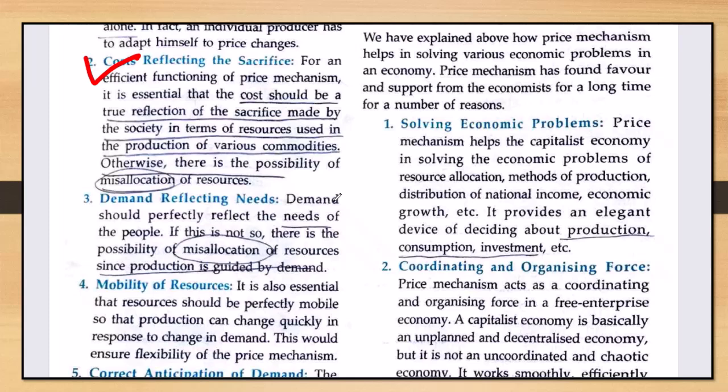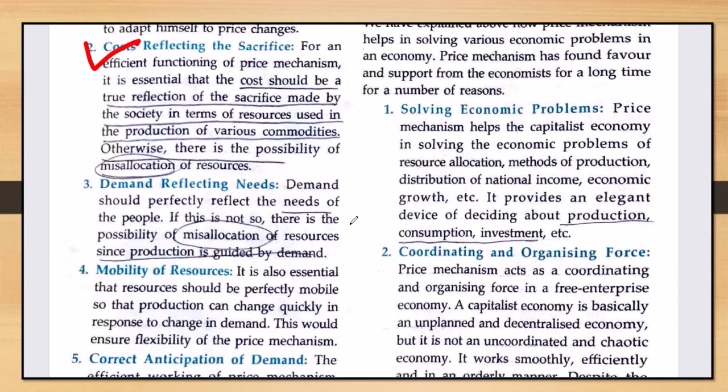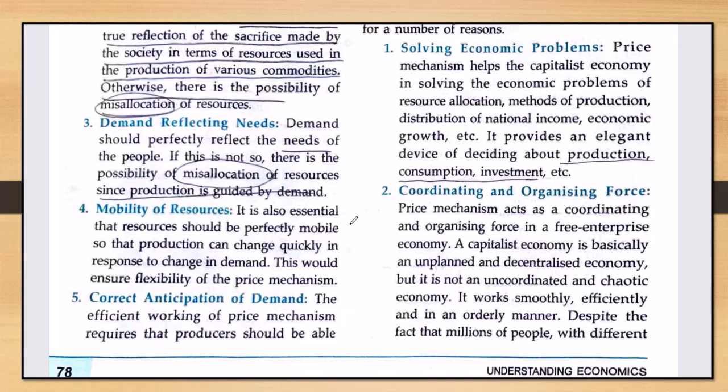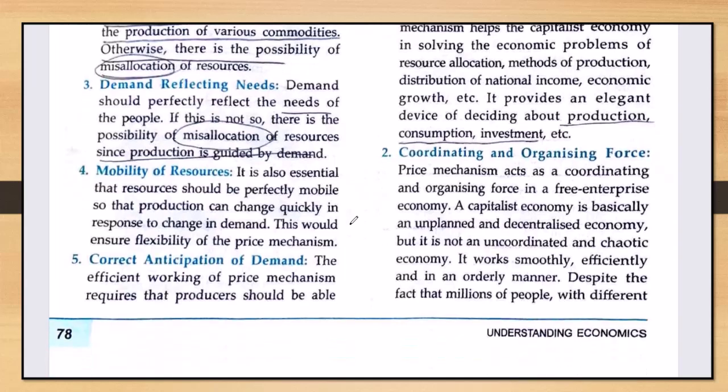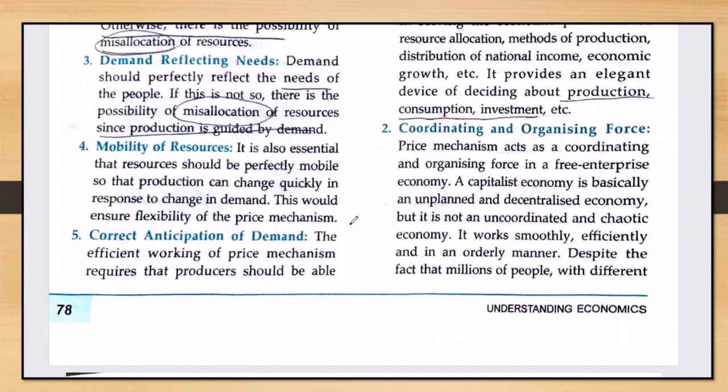So this is where we are talking about the cost reflecting the sacrifice. Goods and services which do not require so much sacrifice will obviously be at moderate or general prices. Then demand reflecting needs. Demand should be associated with the need. Only then will the allocation of resources for production of that particular commodity be meaningful. There is a possibility of misallocation of the resources if the demands are not according to the needs.